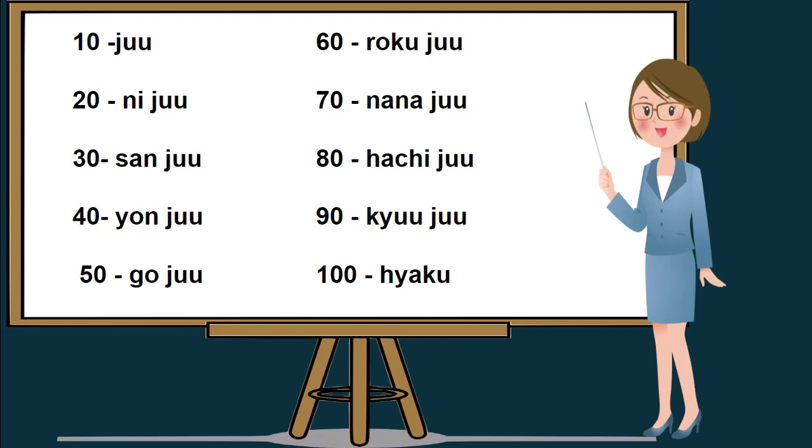So let's have a review and count by tens from 10 to 100 in Nihongo. Ju, ni ju, sang ju, yong ju, go ju, lok ju, nana ju, hachi ju, kyu ju, hyaku. I hope you already know how to count by tens in Nihongo from 10 to 100. For today's lesson, we will start counting from 11 up to 100.